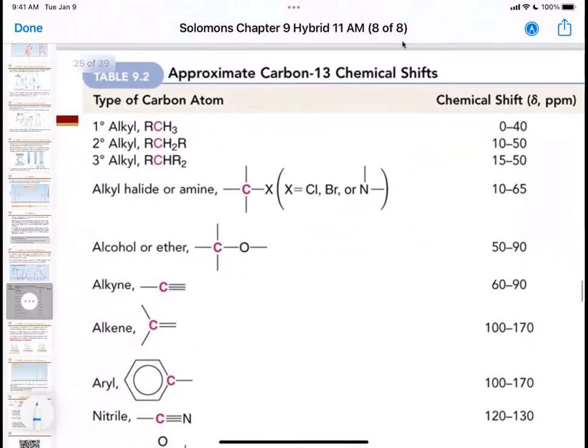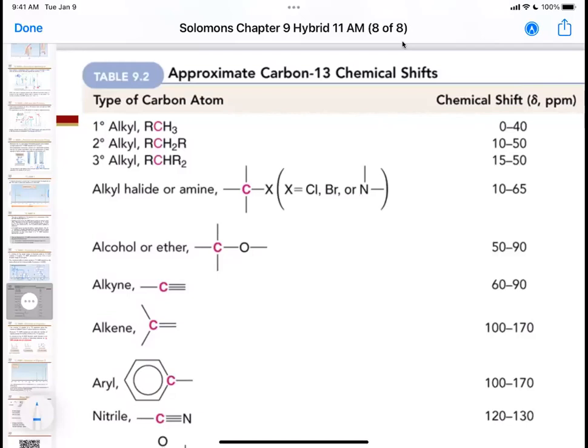So let's look at the actual values here. Again, the alkyl with 3 hydrogens on it, 0 to 40. 2 hydrogens on it, 10 to 50, and then 15 to 50 for just 1 hydrogen on it and 2 other carbons. Okay. The alkyl halides or the amines are both in the 10 to 65 range, and oxygens are 50 to 90. So see how these are still shifted a little bit higher than the halogens and the amines. Okay, the oxygen usually shifts it higher.